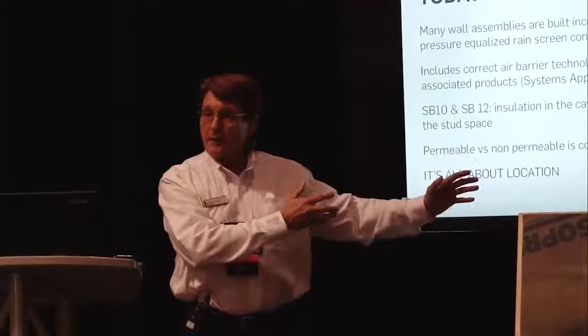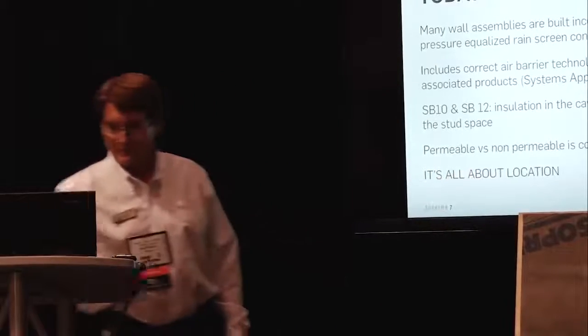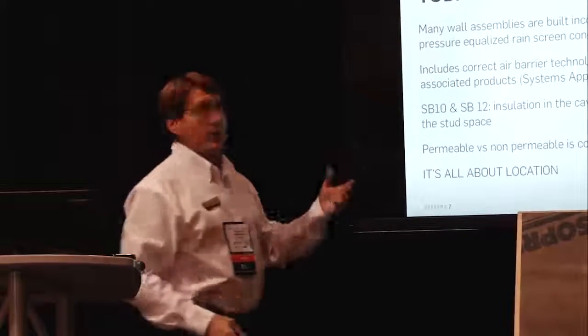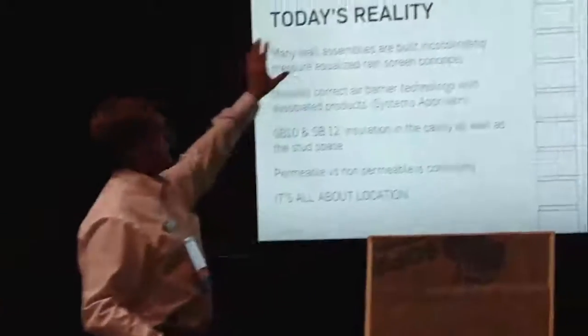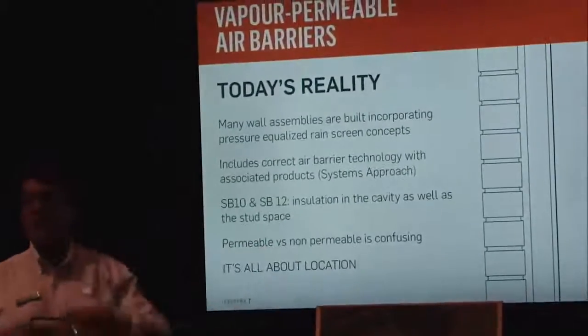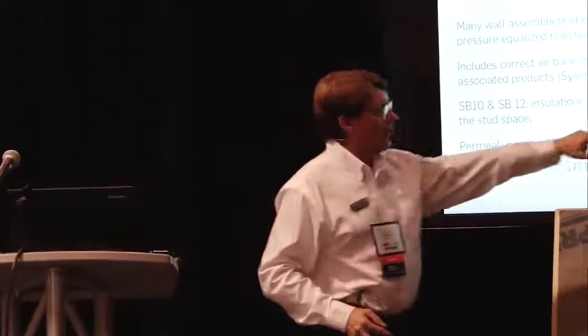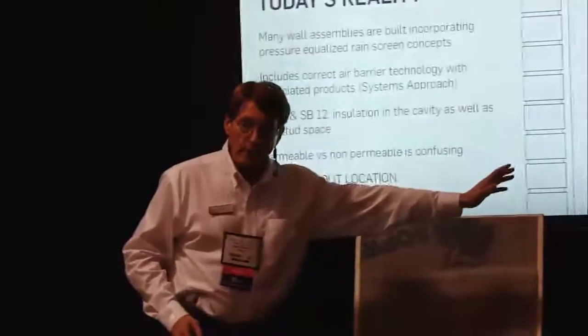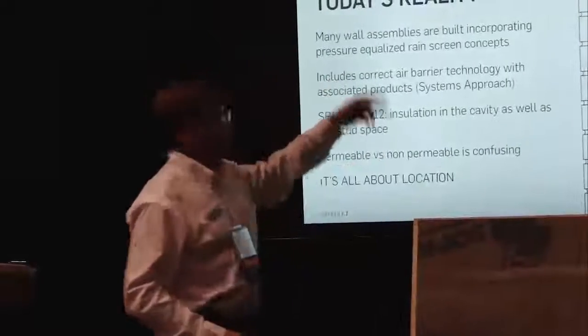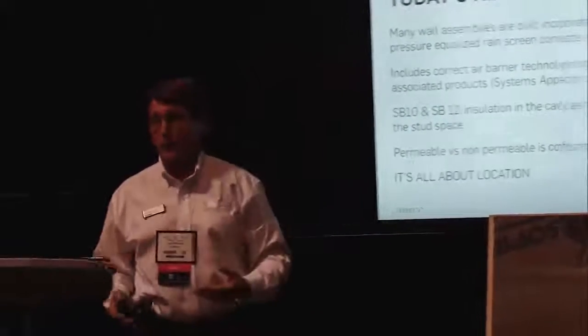Let me start from the beginning of the slide again. So what we're trying to talk about today is the fact that as we build these walls, there are a number of things that come into play. One of them, and one of the first items, is knowing the placement of where we're going to be placing our air barrier. We're incorporating the concepts of pressure equalized Rainscreen.